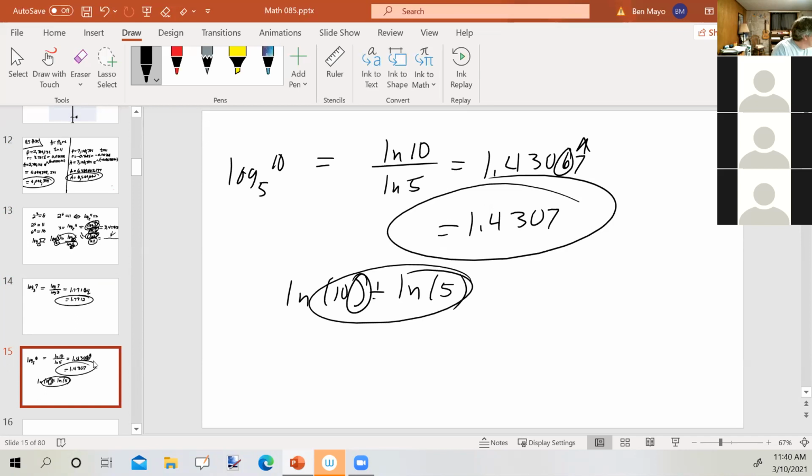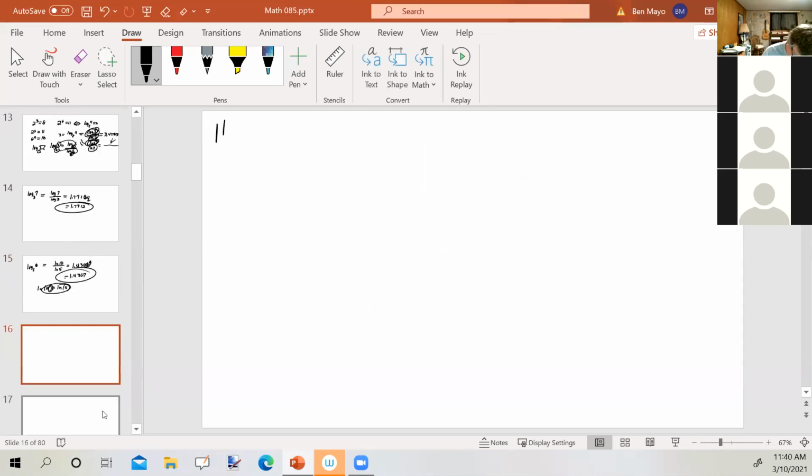So we're going to go on to section 11.7. All right. And let's see. It says solve each equation. Let's say we've got 3 to the x plus 1 power equals 27.